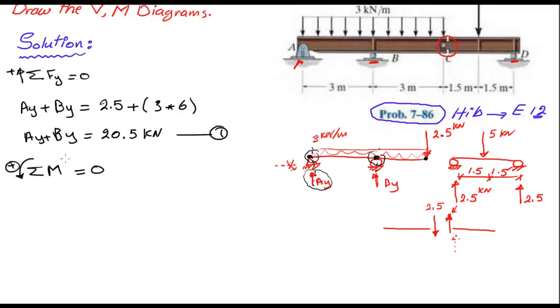So let me write this down like this. The summation of the moments about point A should equal 0, and counterclockwise is the positive direction. The way I usually do it, I start from the far end and work my way all the way to point A. So I have a force here, force times distance, so it's 2.5 multiplied by the distance between the 2.5 and the point of rotation, which is 3 plus 3, that's 6.